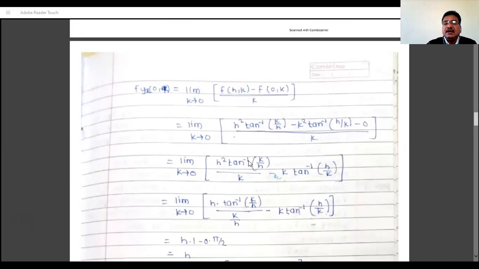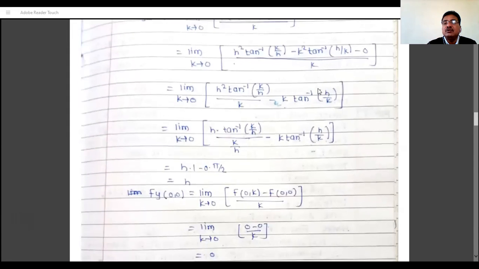h square, and k tends to 0. Here is the adjustment: the limit of this factor is 0, and shifting one h out of this h square to the denominator, it becomes 1 by h. So 1 by h into k is k by h, and the limit of this factor is 1. The limit of h is itself h, and the limit of k is 0 as k tends to 0.